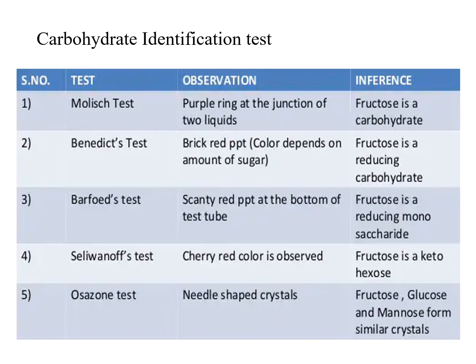Here are some of the tests helpful for the identification of carbohydrates. Normally we use a mnemonic like MBBS: M for Molisch test, Benedict's test, Barfoed's test and Seliwanoff's test. This is basically useful for the detection of fructose, and moreover osazone is also utilized to find out a specific category of sugar.